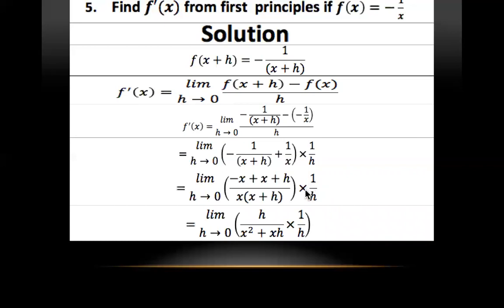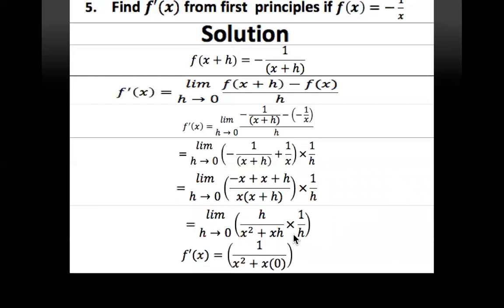Then from there, as you see here, after finding the common denominator, you cross multiply. So this negative 1 multiplies x will give us negative x. Then this 1 here multiplies x will give us x, and multiplies the h will give us h. That is why we have minus x plus h all over x into x plus h, all times the reciprocal of h over 1, which is 1 over h. Now, you know that minus x plus x is 0. So what is left is h. Now, we still bring the reciprocal of h here, which is 1 over h.